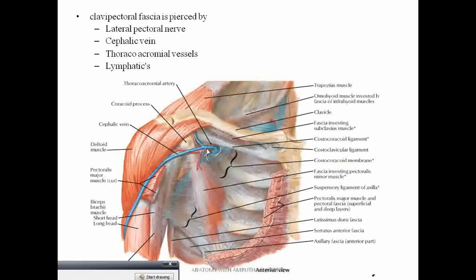The lateral pectoral nerve is a structure that is coming from the deeper aspect to the superficial aspect, and it's a branch of the lateral cord of the brachial plexus. The cephalic vein is a vein draining the upper limb that passes from superficial to the deeper aspect. The thoracoacromial vessels are branches of the axillary artery which come from deep to superficial. Lymphatics move again from superficial to the deeper aspect.